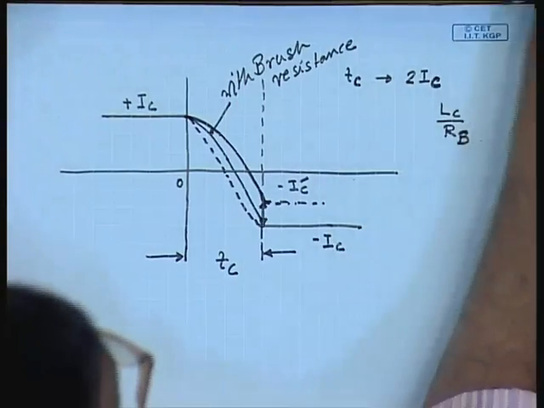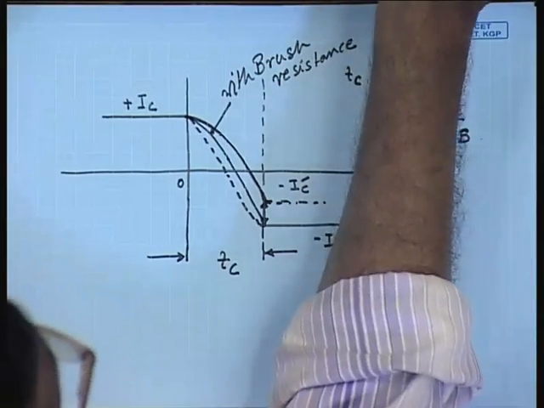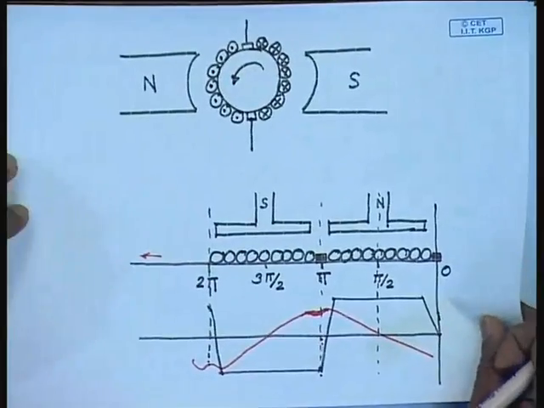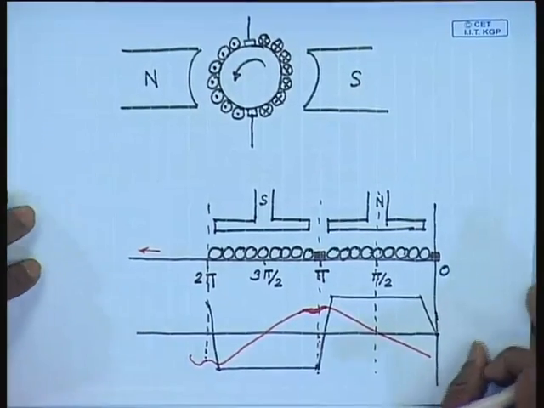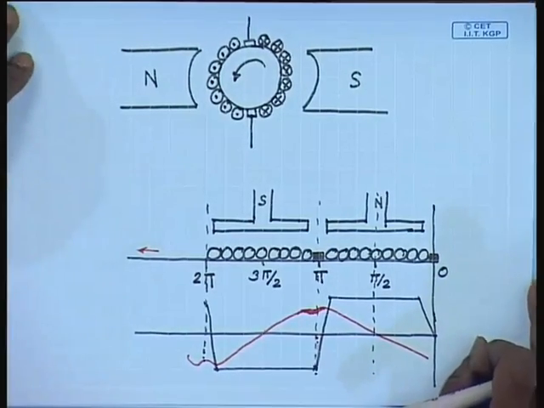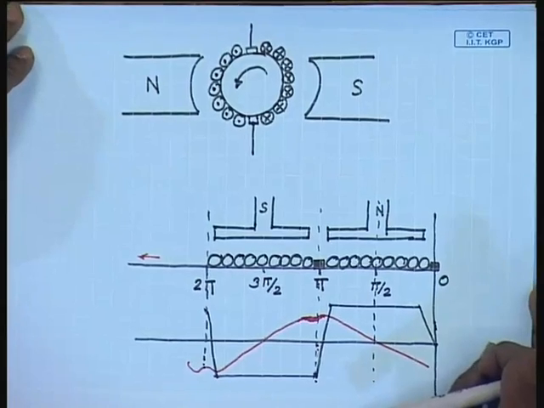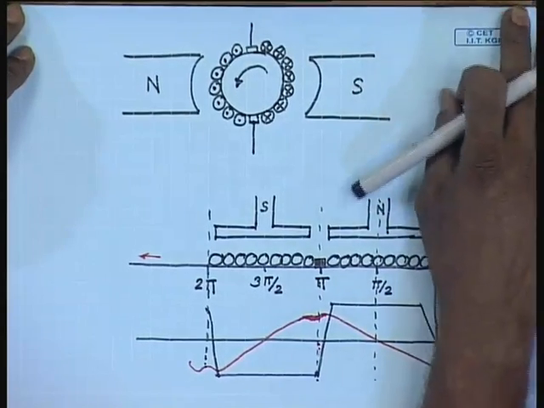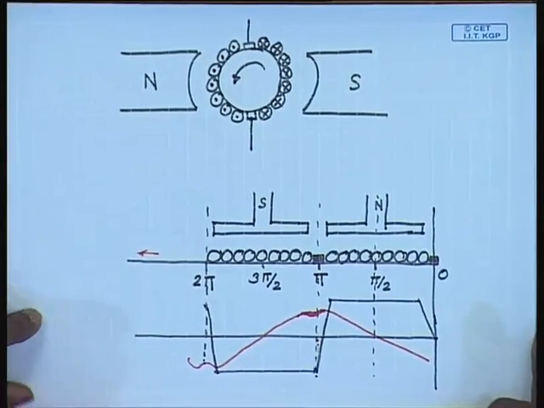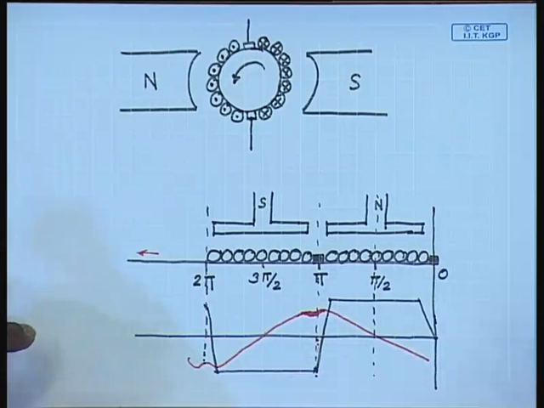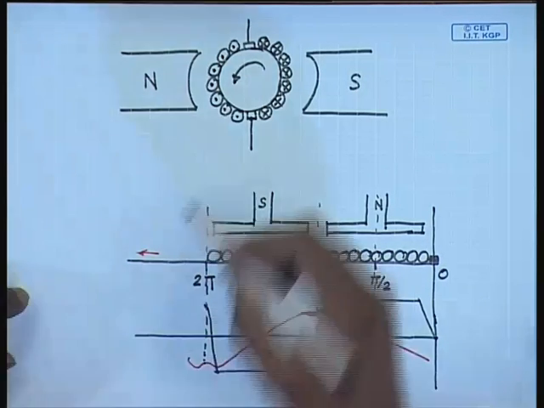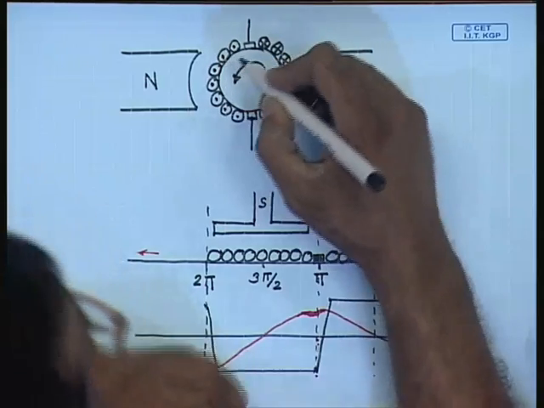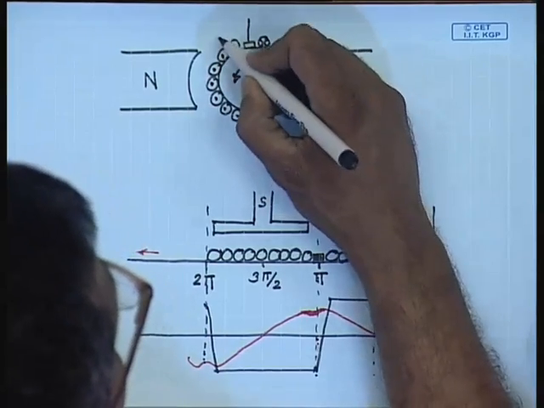For that, it is necessary that we neutralize the residual flux at the interpolar region. There are different ways of doing it. One is the so called giving a brush lead.